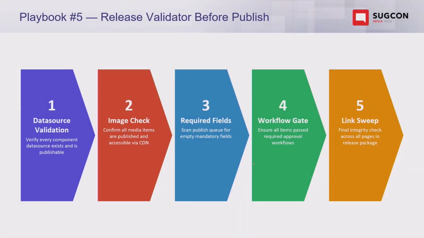Then the fifth type of playbook is related to validation. So you want to do the validations here. For example, which data sources are missing, or which data sources are used by my websites. We can easily identify that. You can do it with your images or your media items. You can easily check which media items are published or not published. If it's published, is it available on the CDN? So we can easily check and validate that.